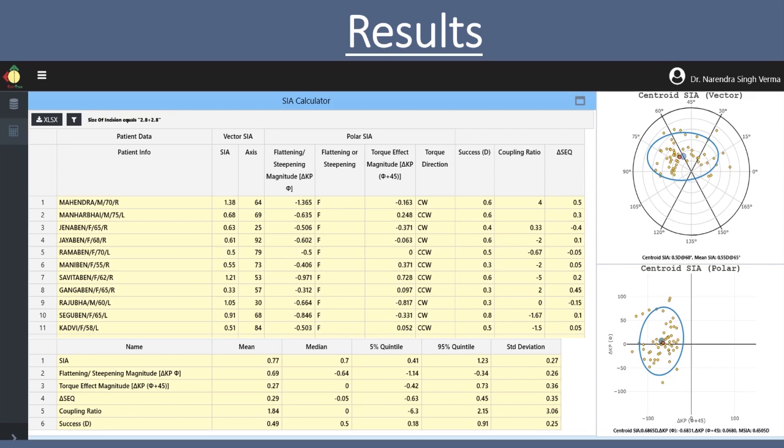Results include SIA by both vector and polar method, and it also calculates coupling ratio, change in spherical equivalent, and success in diopter, meaning how much cylindrical power is increased or decreased due to incision. Mean, median, quantile and standard deviation of results are also displayed.